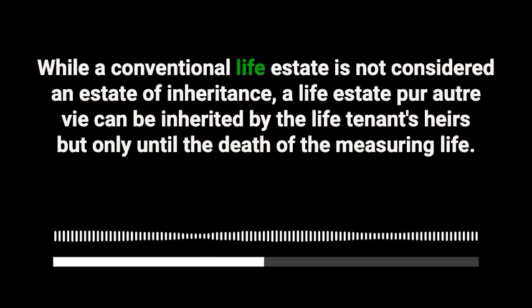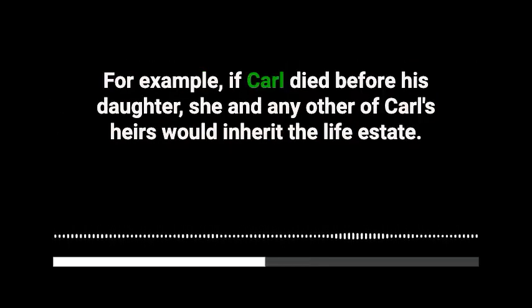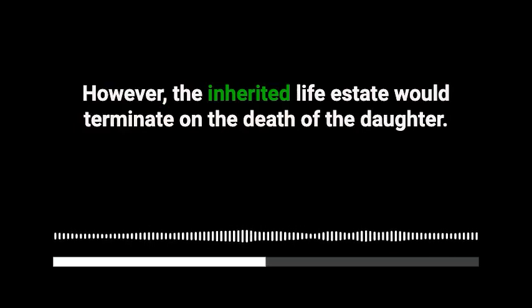While a conventional life estate is not considered an estate of inheritance, a life estate pur autre vie can be inherited by the life tenant's heirs, but only until the death of the measuring life. For example, if Carl died before his daughter, she and any other of Carl's heirs would inherit the life estate. However, the inherited life estate would terminate on the death of the daughter.